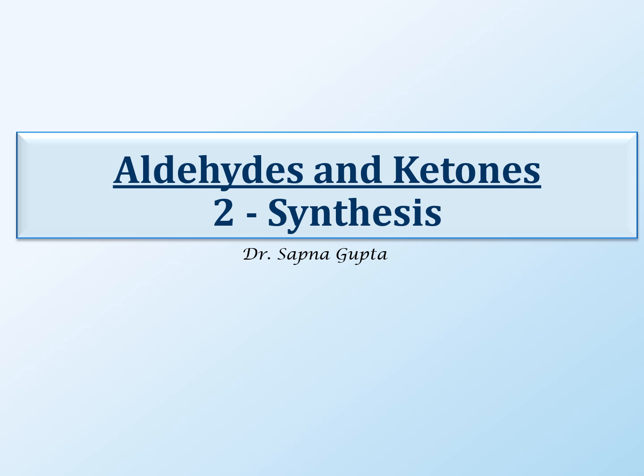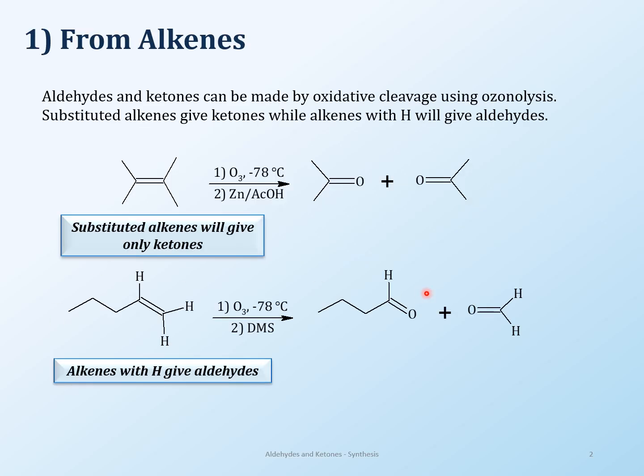So for the synthesis of aldehydes and ketones, you have to go back to all your functional groups that you've done before, because you have done all of these syntheses before, one way or another. So let's get started. First is from alkenes, and you can take any kind of alkene, whether it's highly substituted or not substituted, and cleave it with ozone.